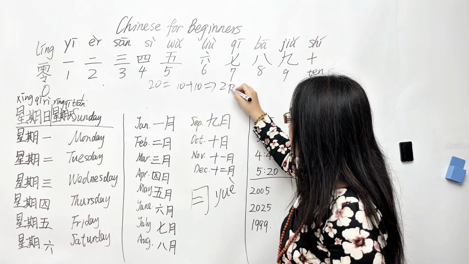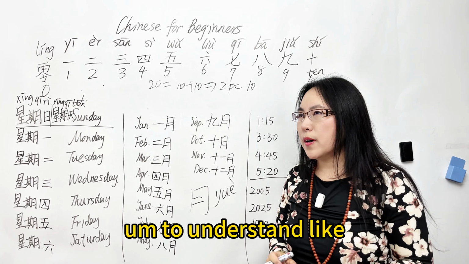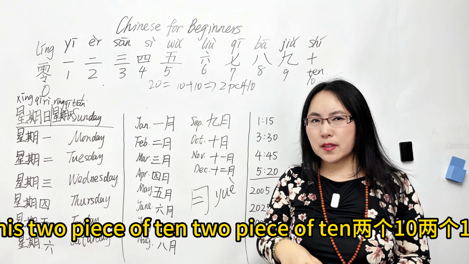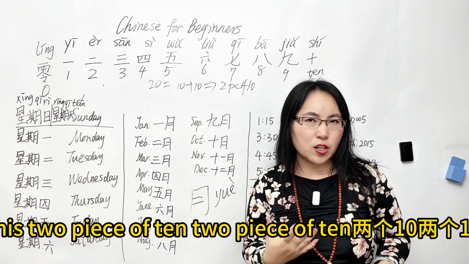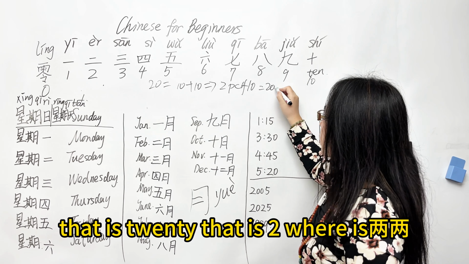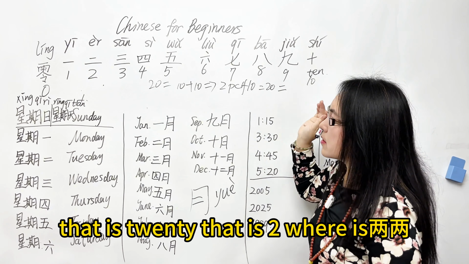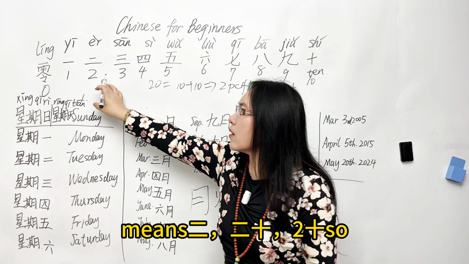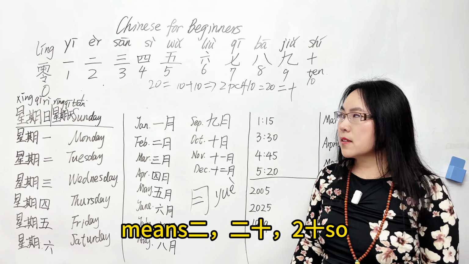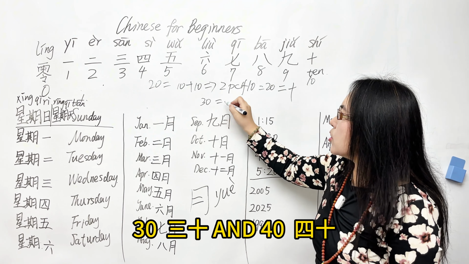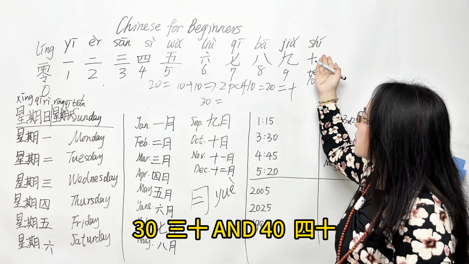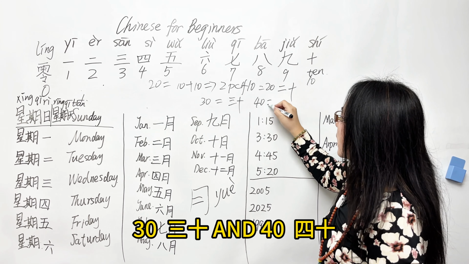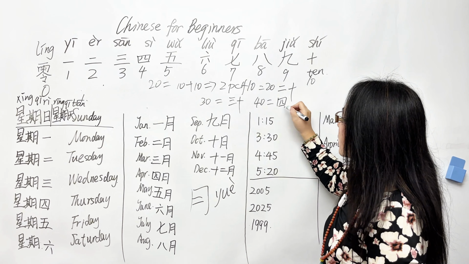We could understand it like this: 2 pieces of 10. 两个十, that is 20. 二 is two, and 两 also means two. 20. So 30 is 30, and 40 is 40.